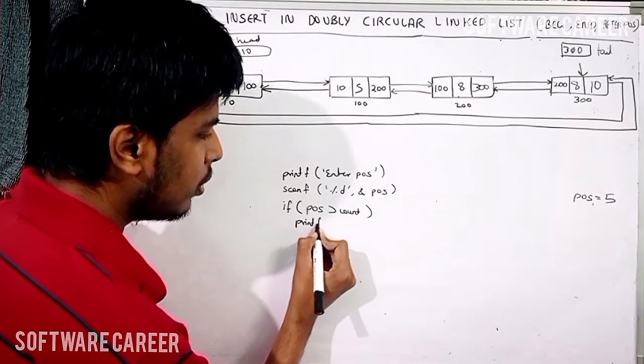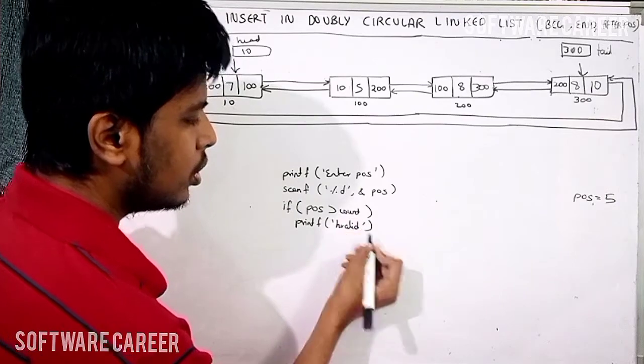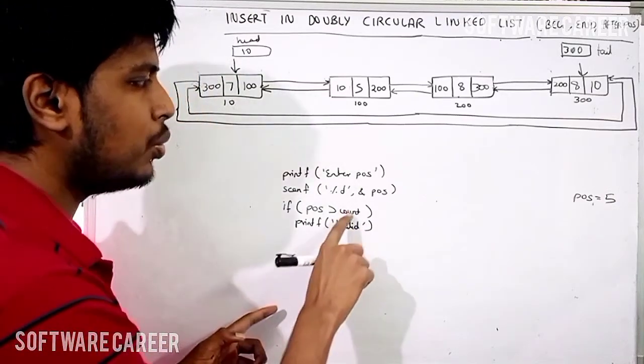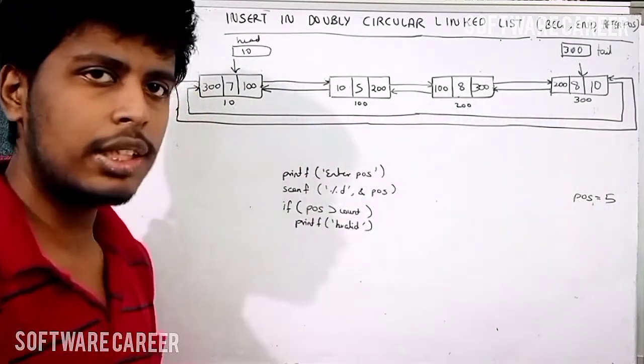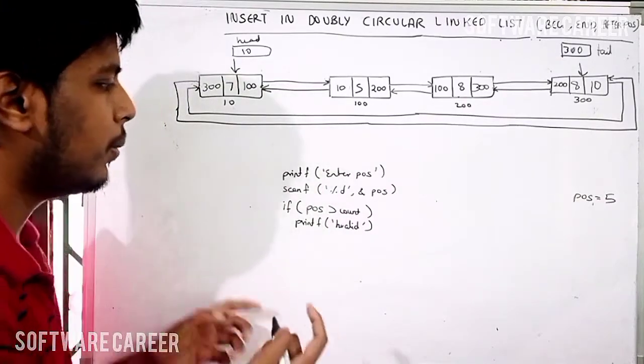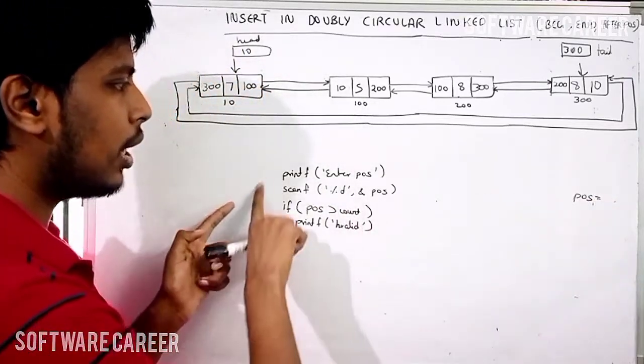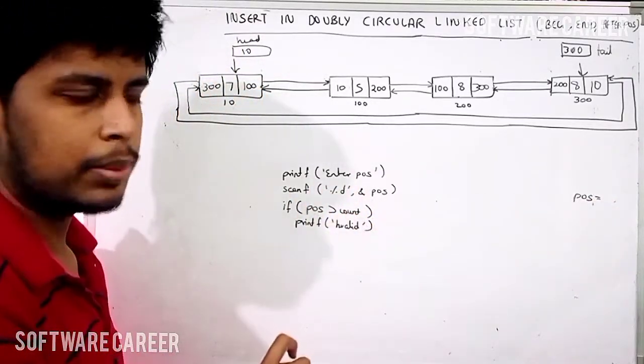So printf invalid. So this case is invalid. Now how to count the number of nodes present in the linked list is a separate program. You can see it in my another video. Now see, this is invalid. So it again asks the user to enter the correct position.